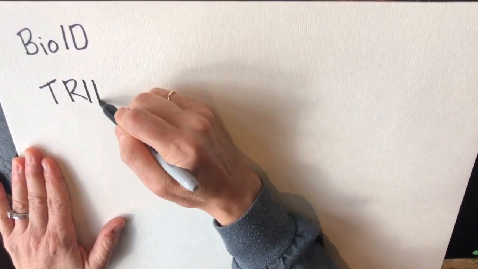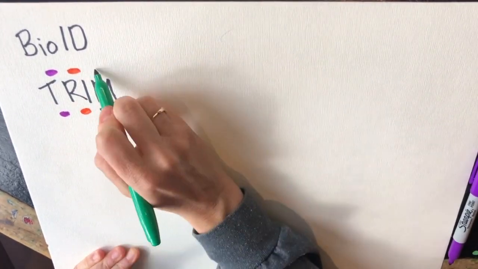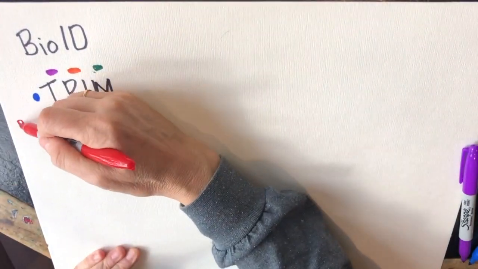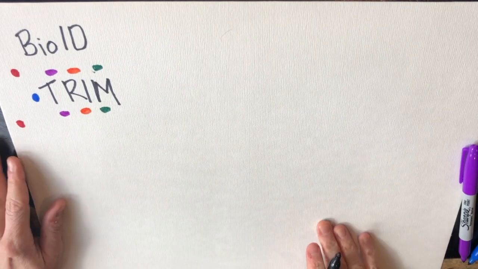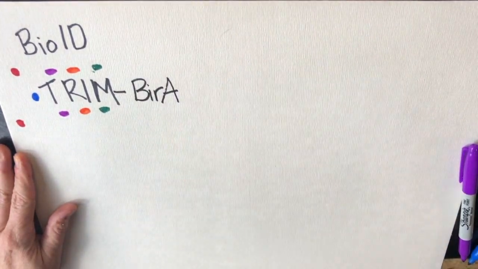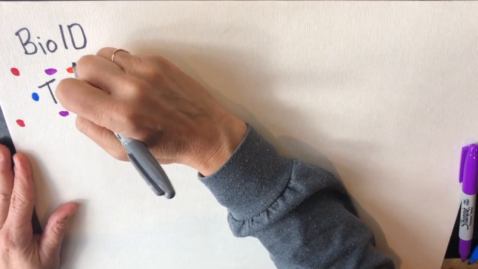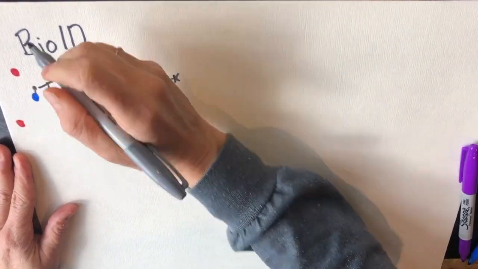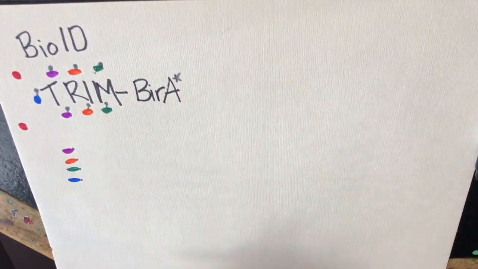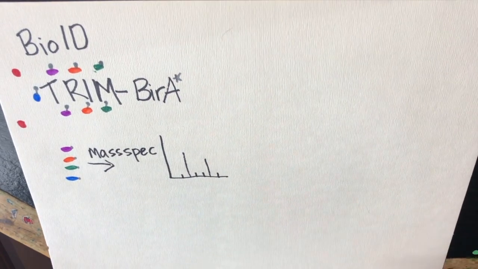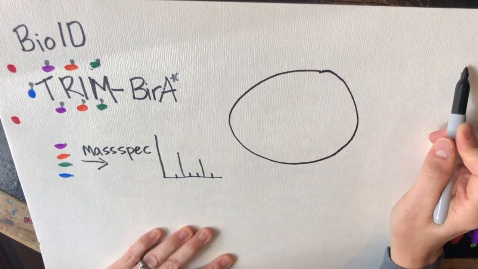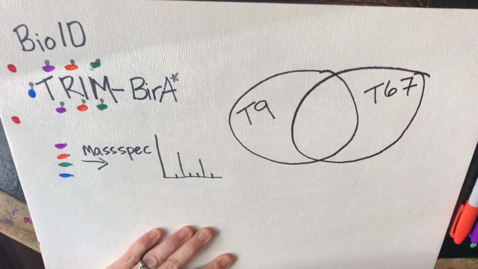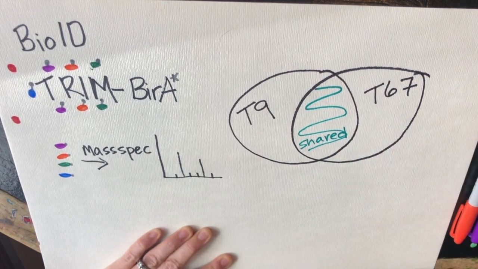Here, we used an unbiased approach to identify candidate interactors of TRIM proteins that modulate shape. A portion of the TRIM protein was attached to the enzyme BioID and introduced into developing neurons. BioID adds biotin to proteins near the TRIMs, like binding partners. The biotinylated proteins were purified and identified by mass spectrometry. This identified a large group of interacting proteins, many of which were shared.